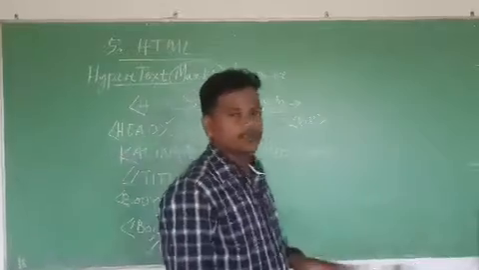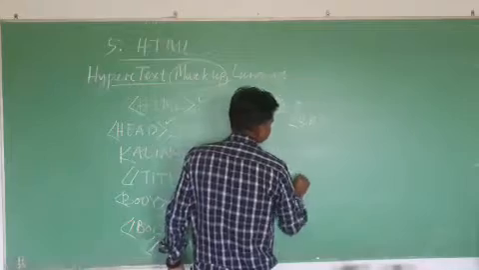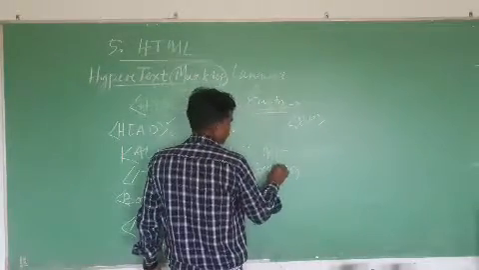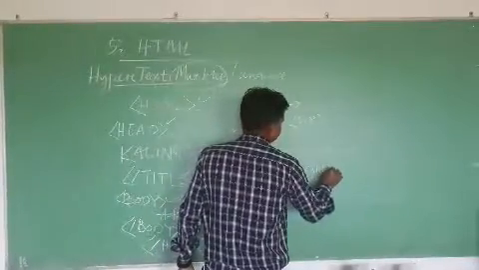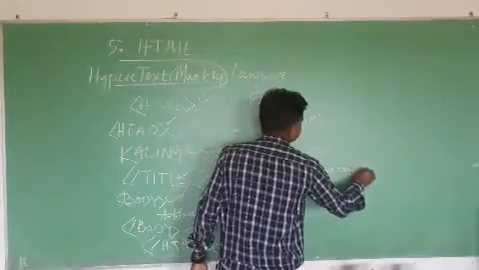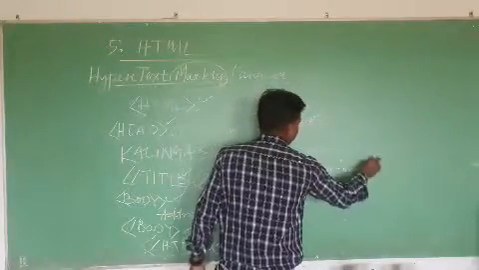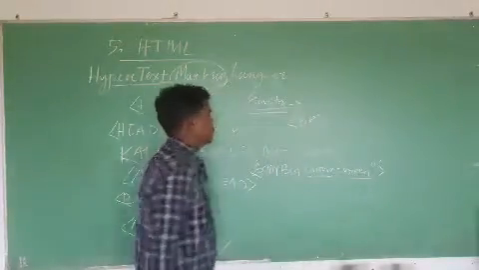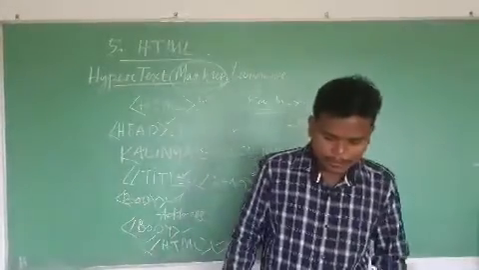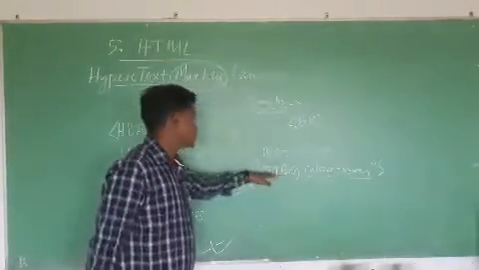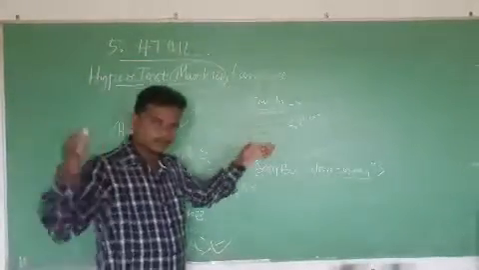Or we can say the body color. Body space background BG color is equal to green. This is the attribute, this is the value. Color is the attribute and green is the value. This tag, or this syntax, will color the total background green.